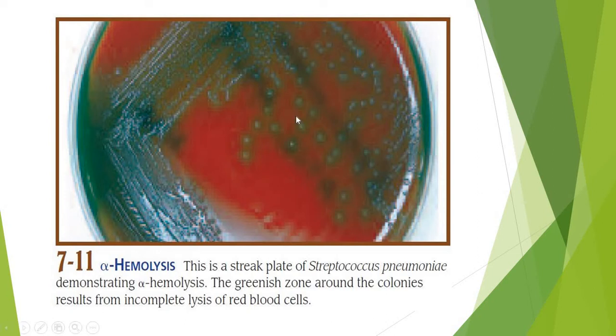Alpha hemolysis, here you can see the alpha hemolysis, which is done by the Streptococcus pneumoniae, and you can see this greenish discoloration around the colonies because it is partial destruction of RBCs. This is a streak plate of Streptococcus pneumoniae demonstrating the alpha hemolysis. The greenish zone around the colonies results from incomplete lysis of red blood cells.